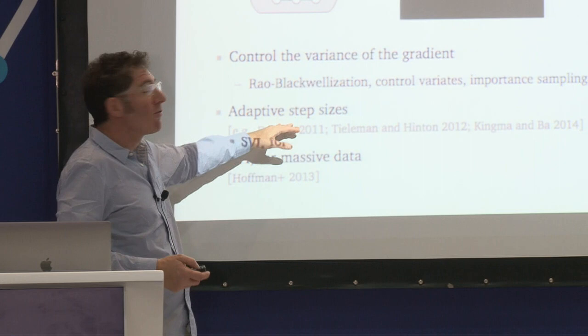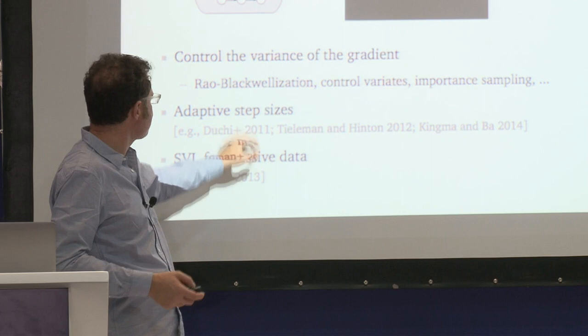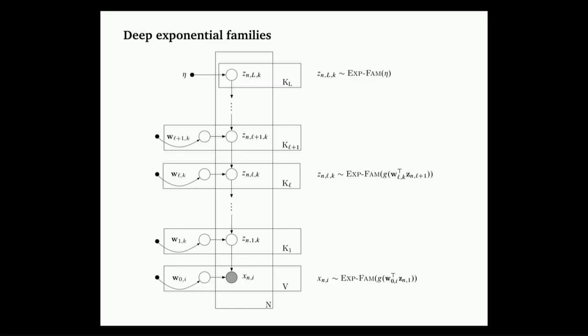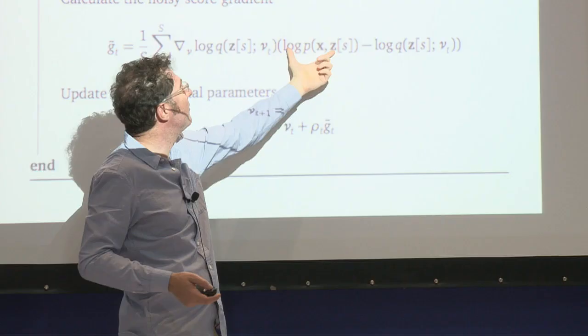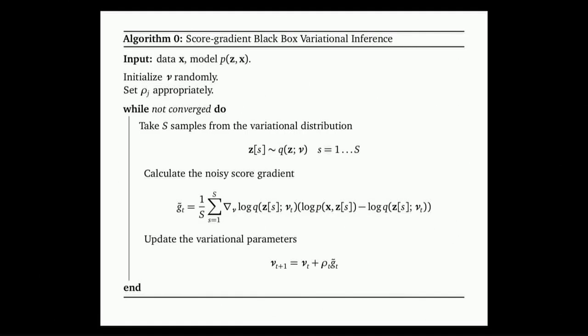Another way to make this work is to use adaptive step sizes, to forgo the Robbins-Monro conditions and use more modern methods like Adam, Adagrad, and RMSprop. And finally, nothing stops us from adding further noise by subsampling the data. If log P of X and Z contains a term for each data point, which it probably does, and you have too many data points, you can always subsample the data. That just incurs more noise on this gradient, and everything still goes through. So we can build SVI naturally into this algorithm.